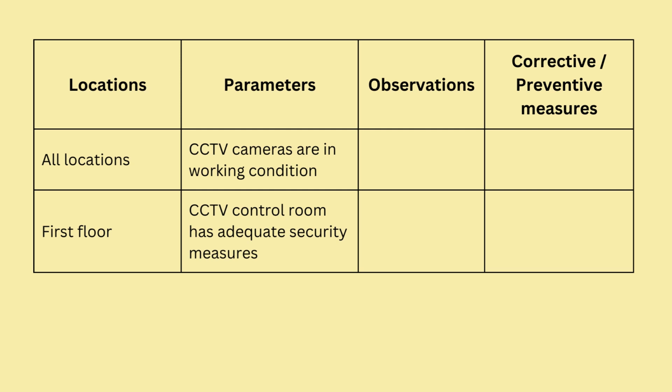The next example here is CCTV cameras installed in various locations. You can break it up into ground floor, first floor, outside the building, etc. The CCTV cameras should be in working condition is the common parameter for all the locations. Next is CCTV control room. In this example, I have assumed that it is on the first floor. The parameter is, the security measures in the control room should be adequate.